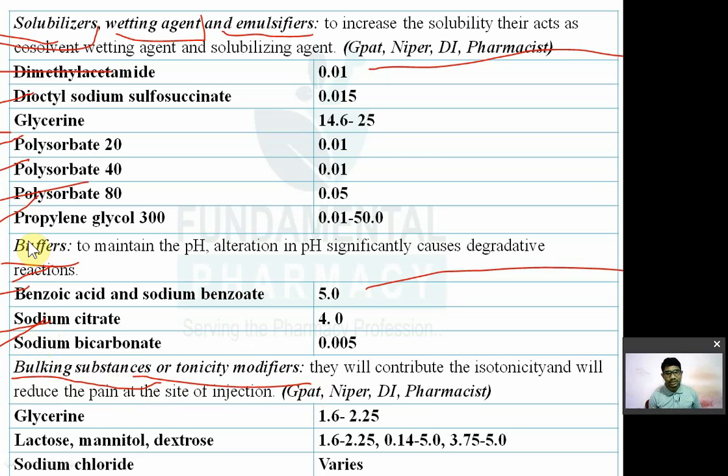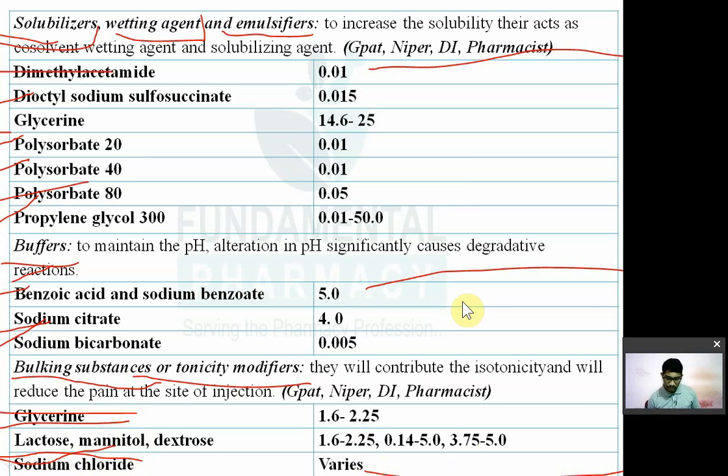Tonicity modifier means make your injection solution isotonic with your blood plasma. They will contribute the isotonicity as well as reduce the pain at the site of injection. Now glycerin is used in a concentration of 1.6 to 2.25%. Lactose, mannitol, dextrose are used in the concentrations of 1.6 to 2.25, 0.14 to 5, 3.75 to 5. Then sodium chloride, this chart is given as it is in Lachman also. Sodium chloride is used in varying proportion to increase the bulkness for isotonicity, 0.9% sodium chloride per volume.